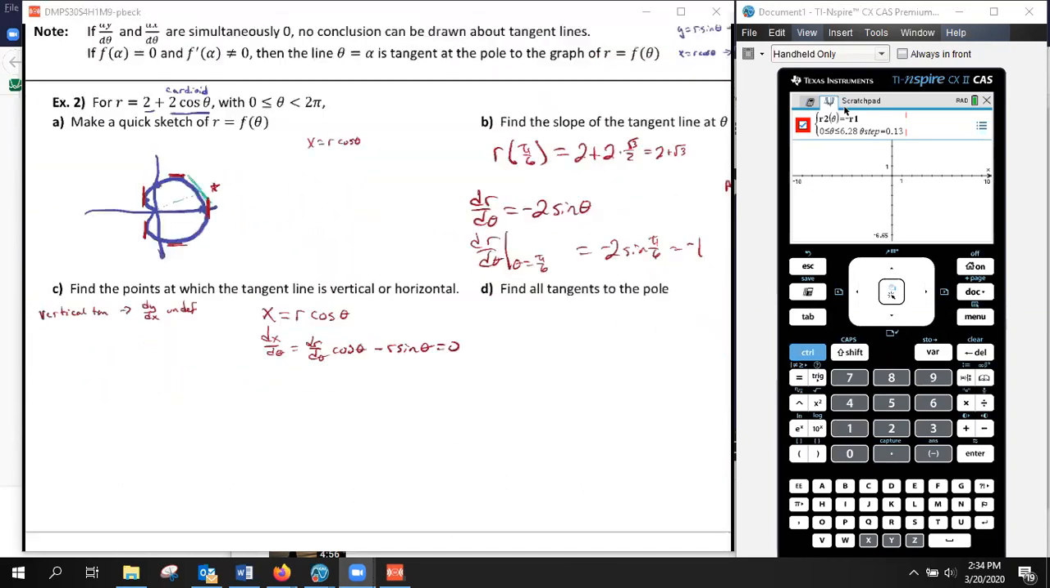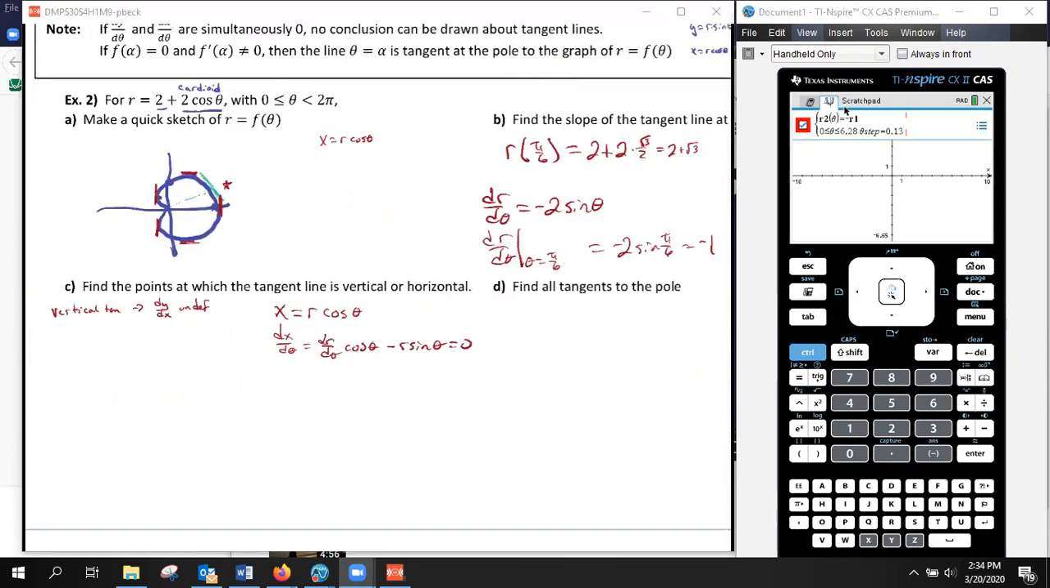So where do I go from here? What is dr/dθ? We found that right here. dr/dθ is -2 sine θ. You guys actually can't see that, let me highlight it. Here's my dr/dθ. So dx/dθ is -2 sine θ cosine θ, because that's my dr/dθ times cosine of θ, minus the radius, which is 2 plus 2 cosine θ, times cosine θ.